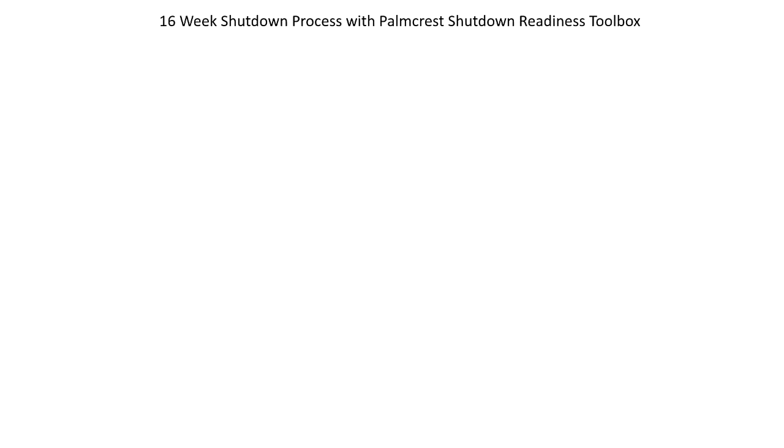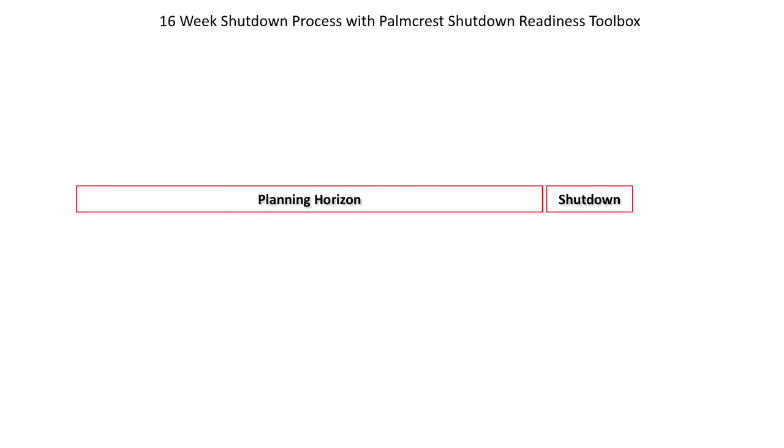Welcome to the PalmCrest Shutdown Readiness Toolbox overview. Let's begin by looking at the shutdown itself. Each shutdown has three elements in common. First of all, a planning horizon, then the shutdown event itself, and then the review process. We're concentrating on the planning horizon and how the Shutdown Readiness Toolbox can enable this area.